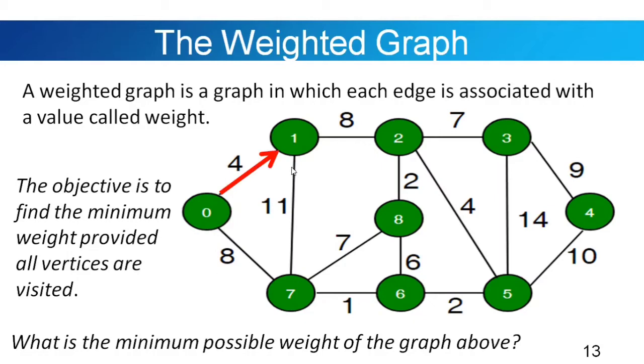Now, on vertex 1, I have two options. I can go to vertex 2 or vertex 7. But then, we have to consider the edge which has a lower weight. And I'm going to choose vertex 2 because 8 is lower than 11.